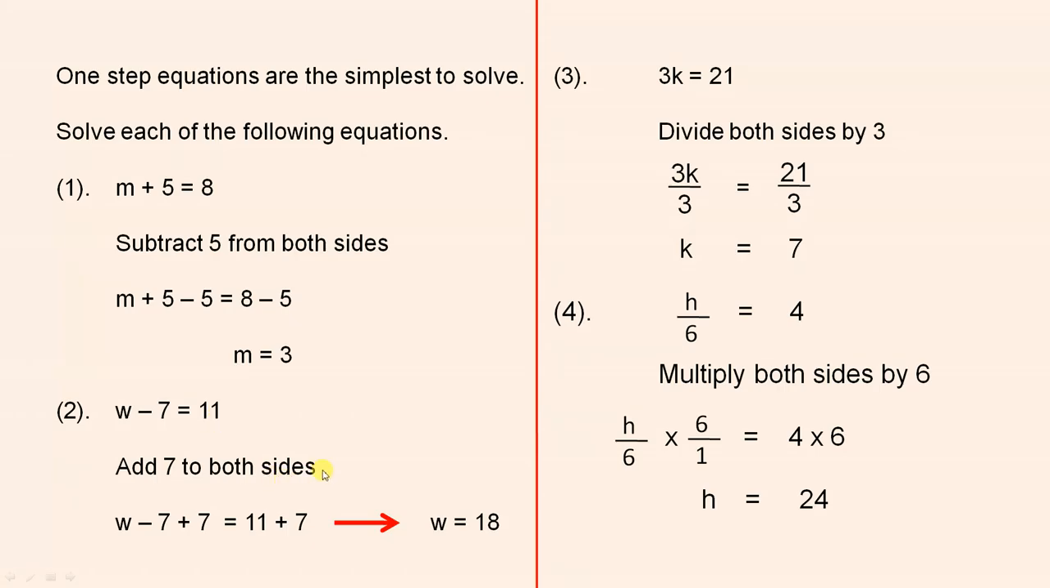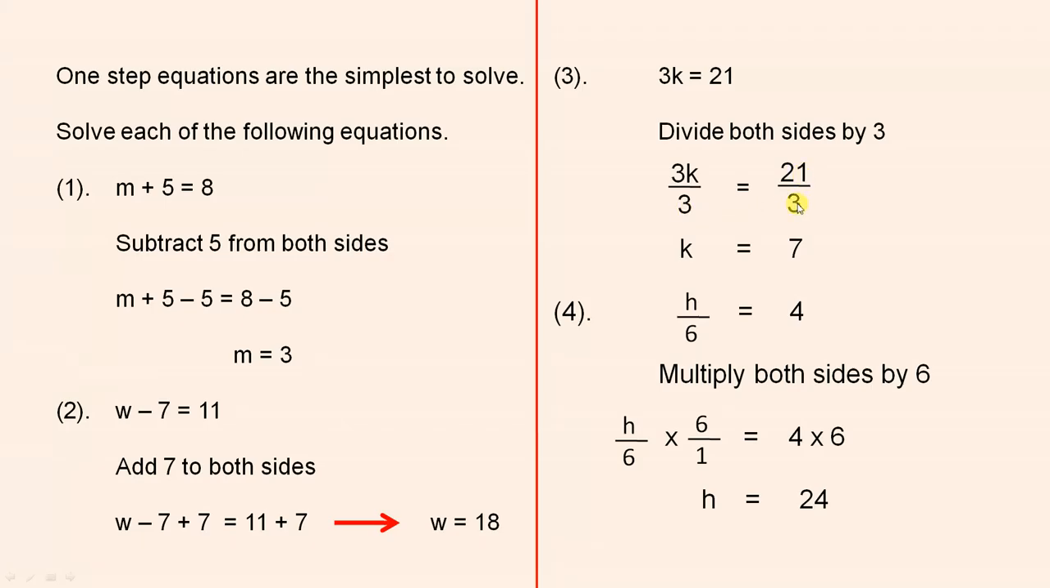And again, we only performed one operation where we added 7 to both sides, and that's why this is a one-step equation. Number 3. 3k equals 21. That's 3 multiplied by k. Now the inverse of multiplication is division, so we divide both sides by 3 because of that 3 there. So 3k over 3 equals 21 over 3.